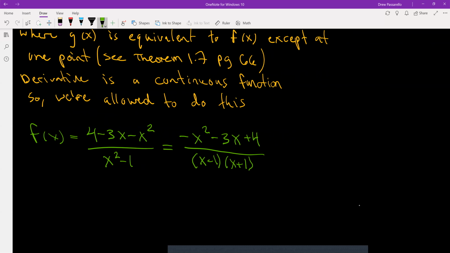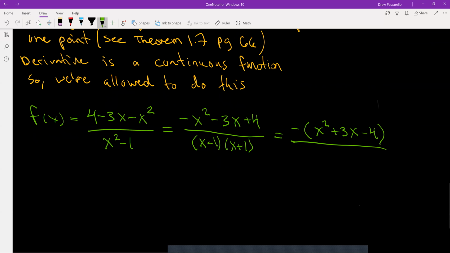Now the numerator, because there's a minus sign next to the x squared, I'm going to factor out a negative. And that changes these signs. So we get positive x squared plus 3x and then minus 4. Just because I like to go ahead and factor out the negative whenever the leading term has a negative.